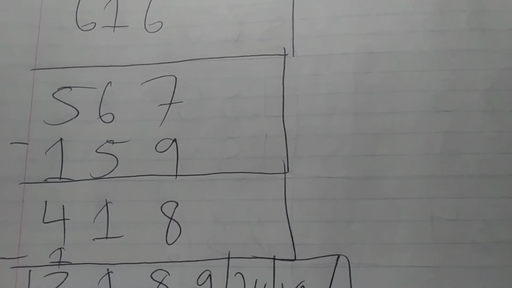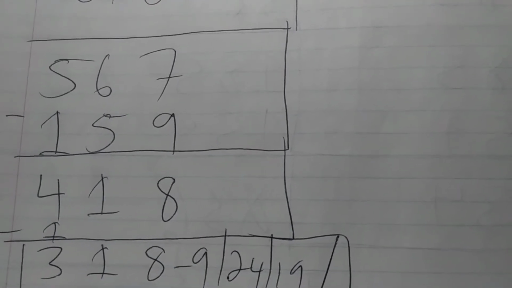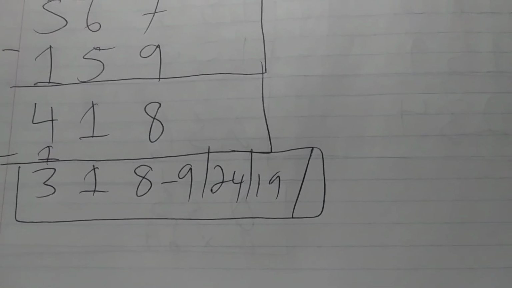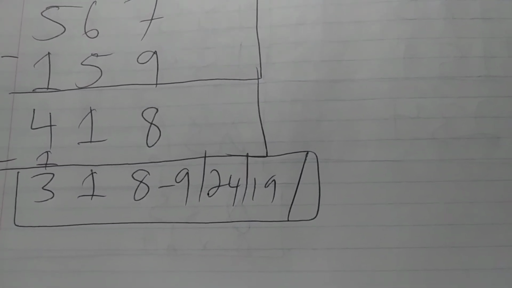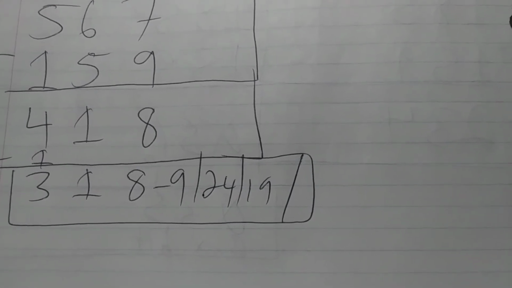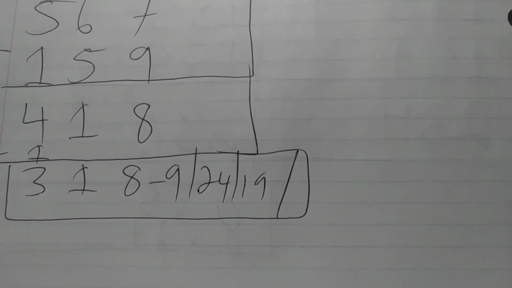You're minusing off 159, so you have 5 minus 1, which is 4. 6 minus 5, which is 1. 17 minus 9, which is 8. Subtract off 1 from the 4, that's 3. Bring down 18, and 318 did hit on September 24th.